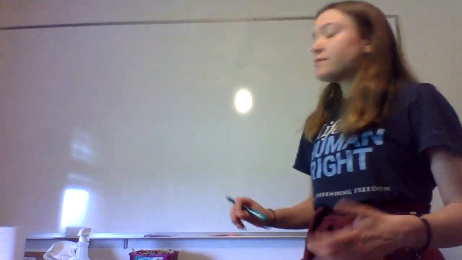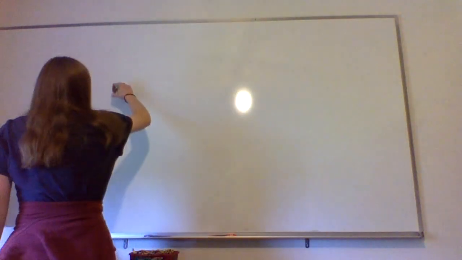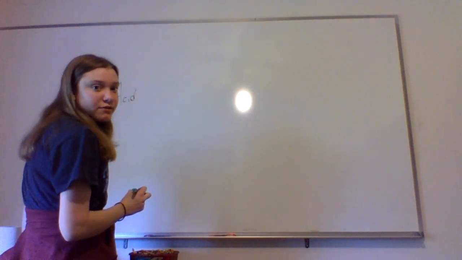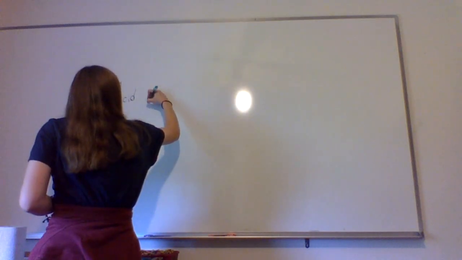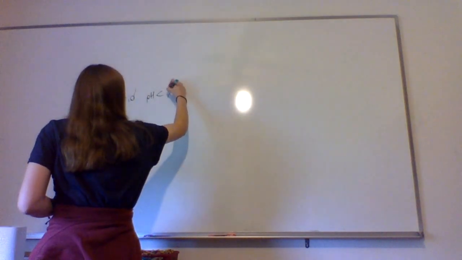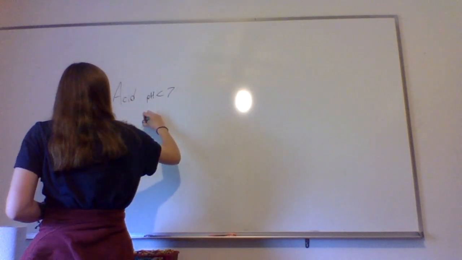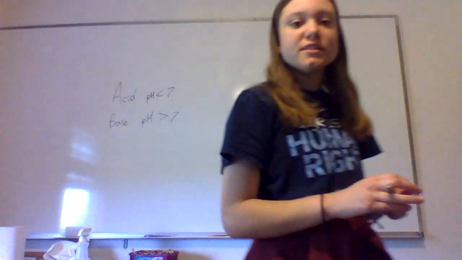Alrighty, so today we're going to be getting into some acid-base balance and the physiology of the body to try to maintain that. So just some first general things to keep in mind throughout the video. An acid has a pH lower than 7. A base has a pH of greater than 7, and that's on a 7 to 14 scale.